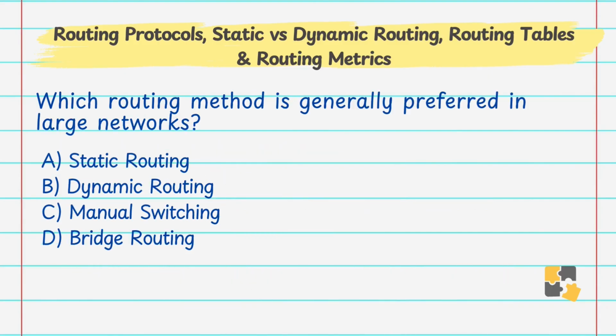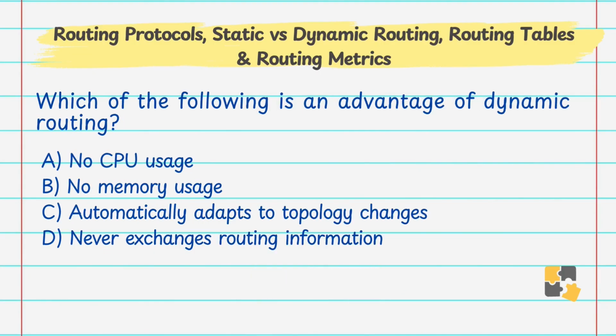Which routing method is generally preferred in a large network? A. Static routing, B. Dynamic routing, C. Manual switching, D. Bridge routing. Answer is B. Dynamic routing. Dynamic routing automatically adapts to network changes, making it suitable for medium and large networks.